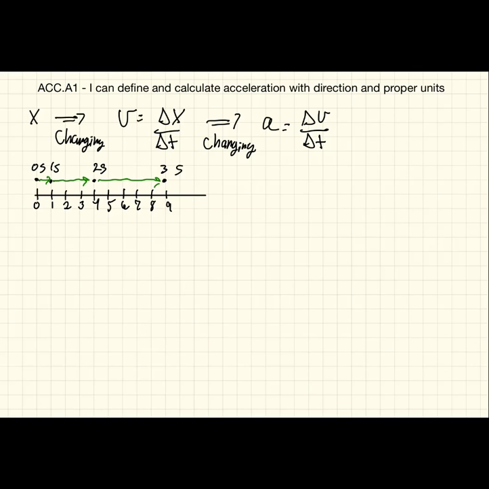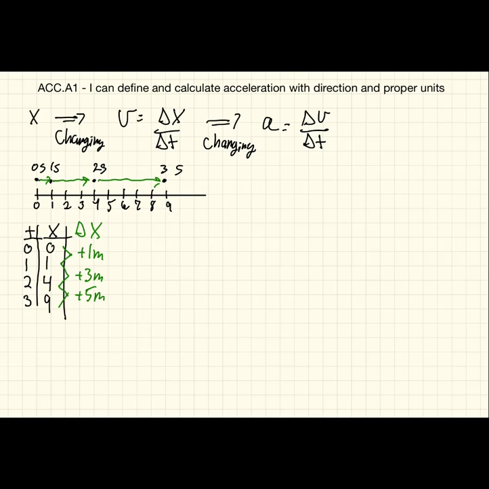And let's make a little chart to help us stay organized. So I've got my time value, 0, 1, 2, and 3. I have my position value, 0, 1, 4, and 9. And next I want to figure out what is that change in position between successive points. So between 0 and 1, we see that change is plus 1 meters. Between 1 and 4, that change is plus 3 meters. And between 4 and 9, that change is plus 5 meters.